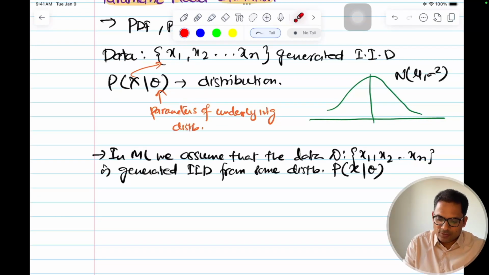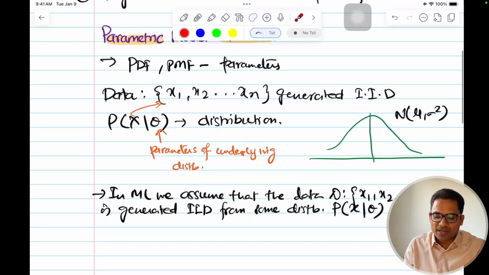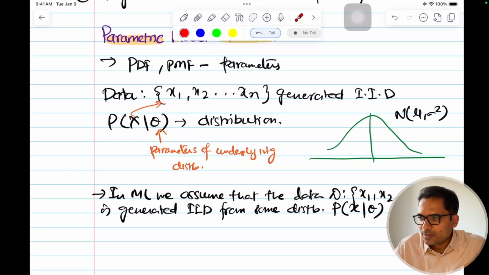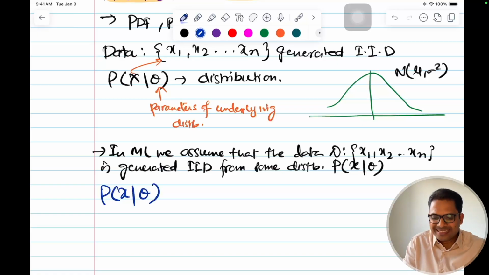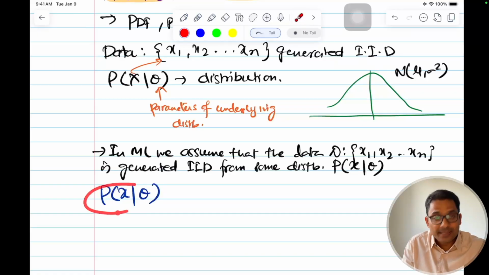So I have told you this. This is what parametric model estimation means. And this p of x theta, let me write it down in English for you. This is p of x given theta. This is a conditional probability, if you remember.